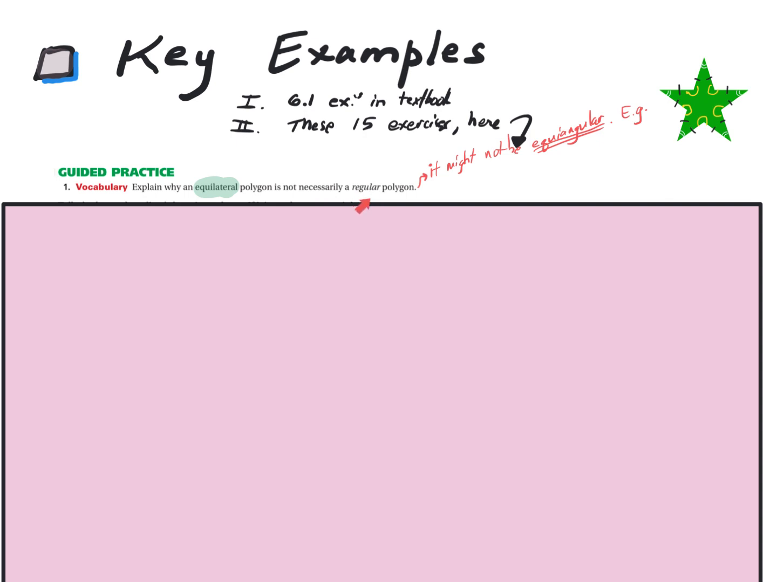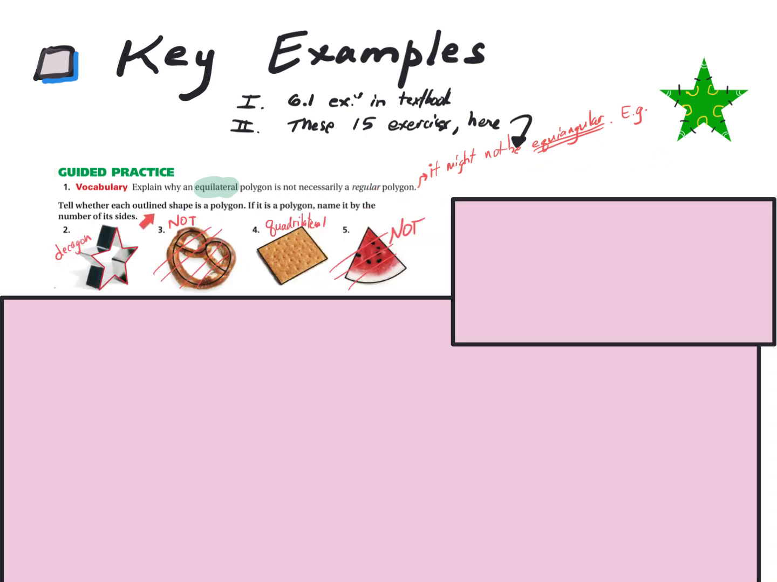Regular would require both equilateral and equiangular, and it's not always the case. Are these shapes polygons? Yes, and it has 10 sides, so it's a decagon. This shape is not a polygon because its sides aren't segments. This shape has 4 sides, so it's a quadrilateral. And this shape is not a triangle. Since this side is not a segment, it is not a polygon.